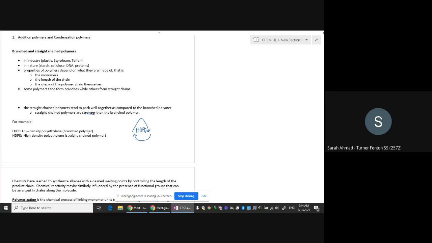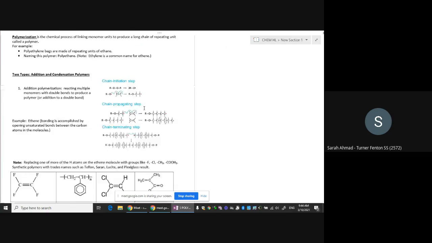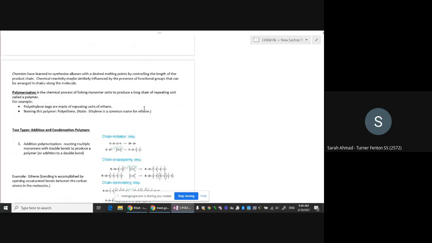So by controlling these factors, you can make different properties. Like the outcome of the polymer can be sort of controlled. Okay. So polymerization is basically the process in which we're linking monomers together in a repeating sequence. Okay, so polyethylene bags.